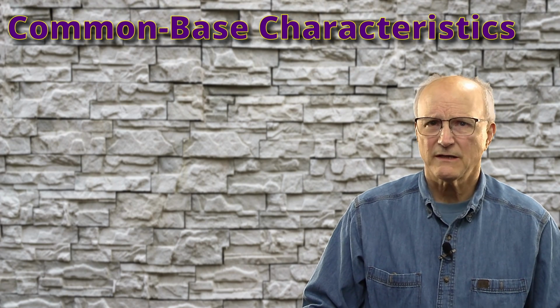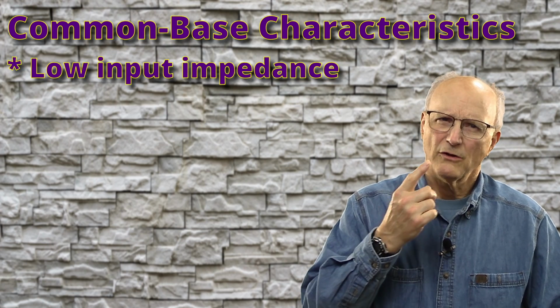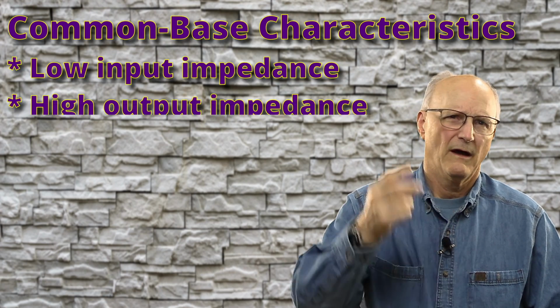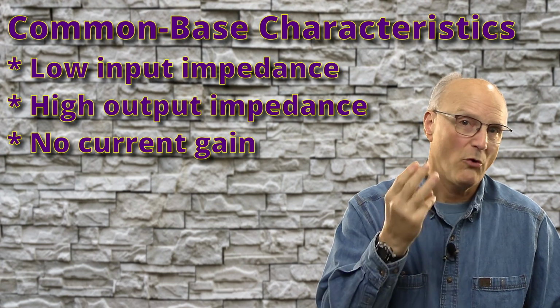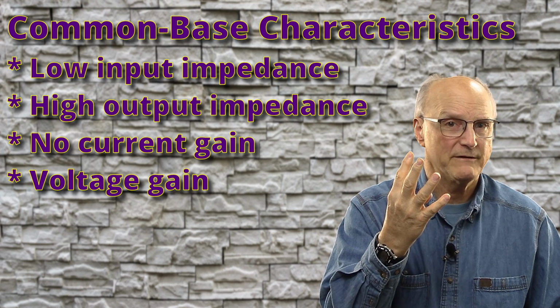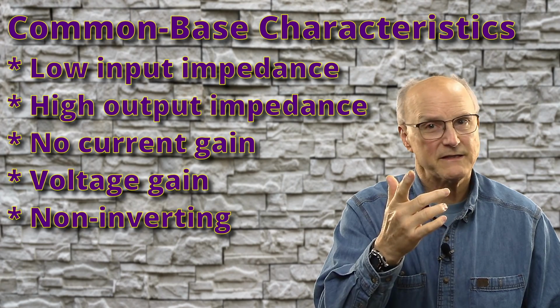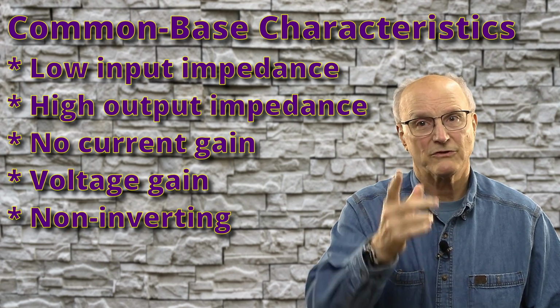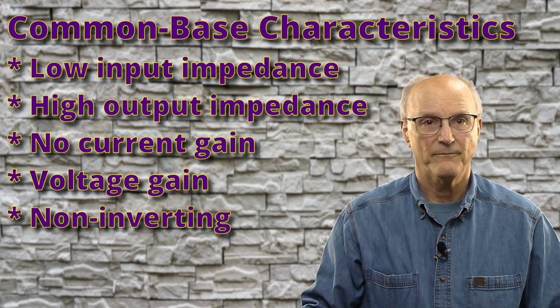Well, let's begin by talking about the characteristics of the common base circuit configuration. It has a low input impedance, a high output impedance. It provides no current gain. It does provide voltage gain, and it is a non-inverting amplifier. That is to say, when the input voltage goes up, the output voltage also goes up accordingly.